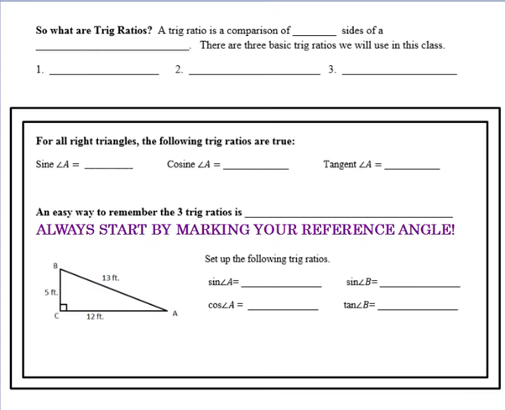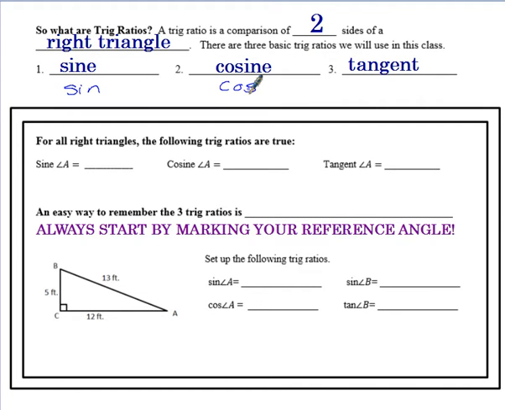Alright, so what exactly are trig ratios? Trig ratios is when we take a comparison of two sides of a right triangle. There are three basic trig ratios that we are going to use in this class. There are others that you may see as you progress through high school. But the three that we are looking at are called sine, cosine, and tangent. We abbreviate them as this, and you may have seen these buttons on your calculator before.